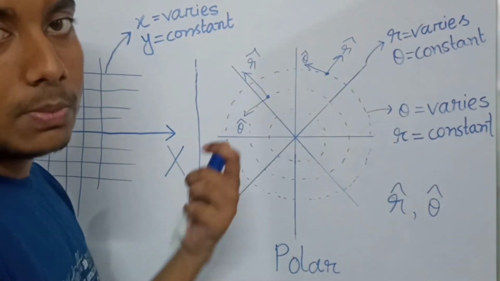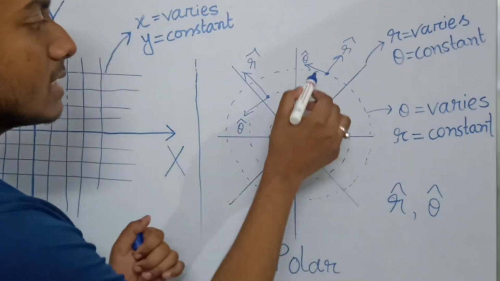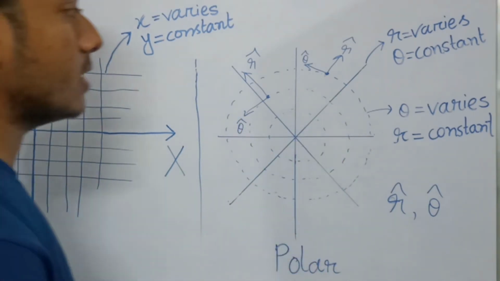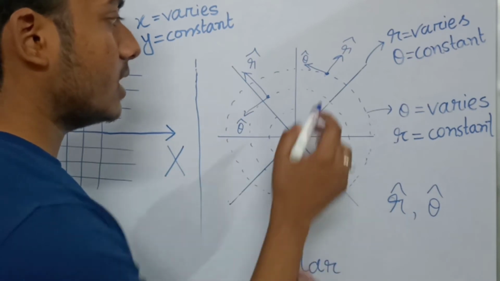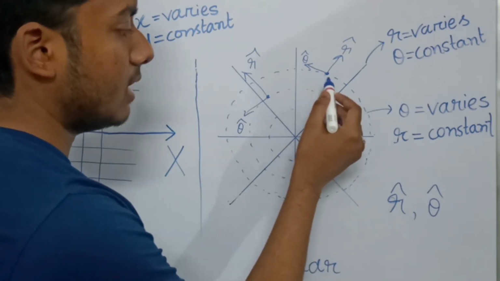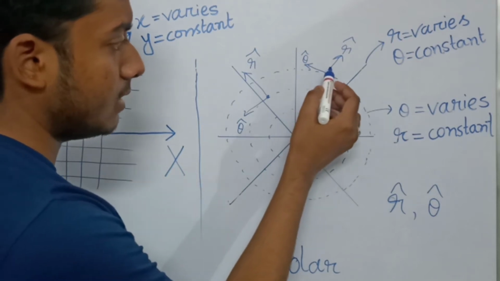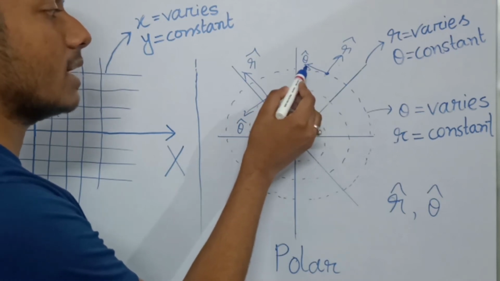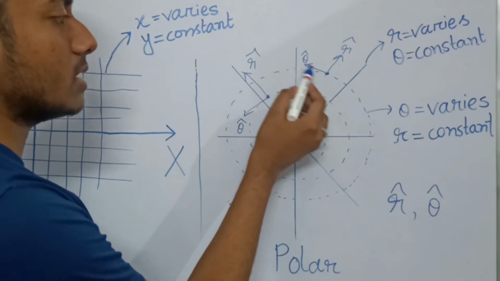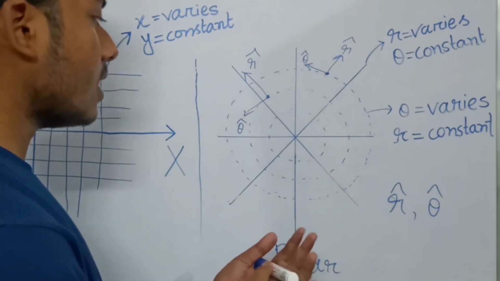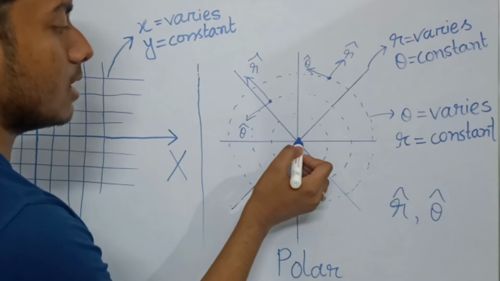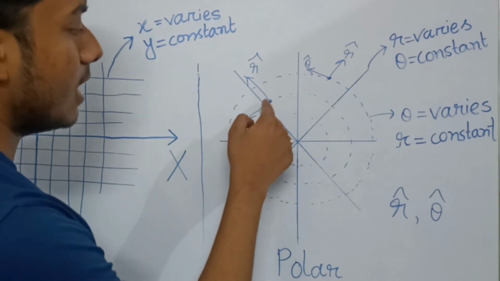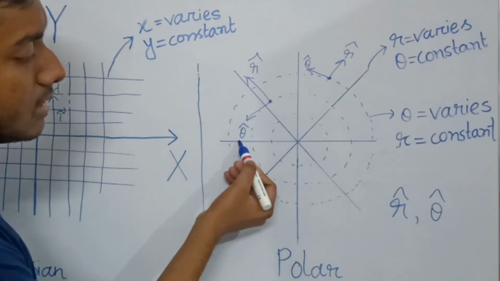But what happens for polar coordinates? Consider two points like this and this in this plane for polar coordinates. Now for this point, you can see that r cap is radially outward, that is in this direction, and theta cap is in this direction, towards the direction of increasing theta. And for this point, r cap is towards this direction, and theta cap is in the direction of increasing theta, that is in this direction.